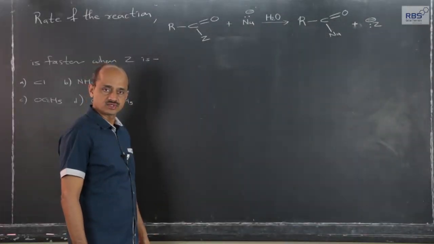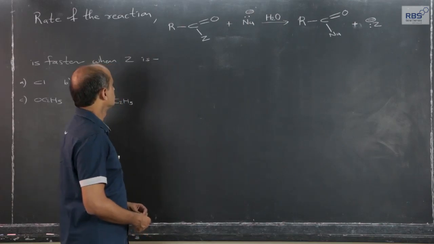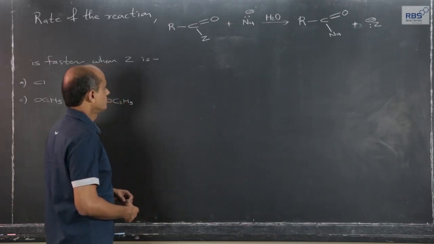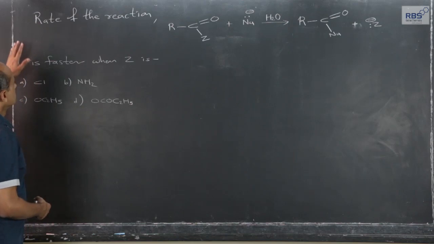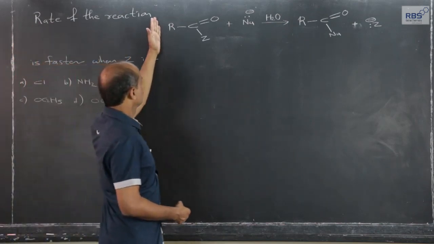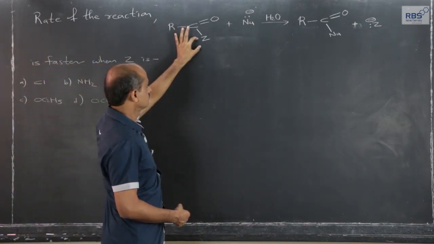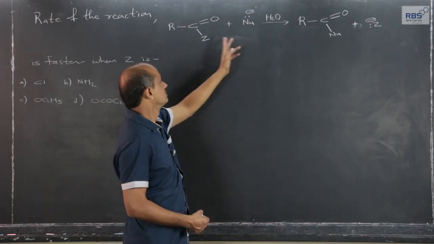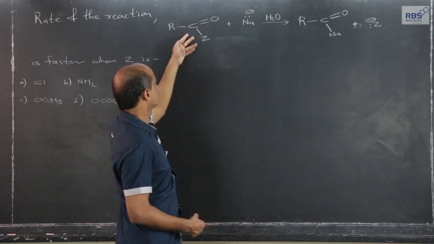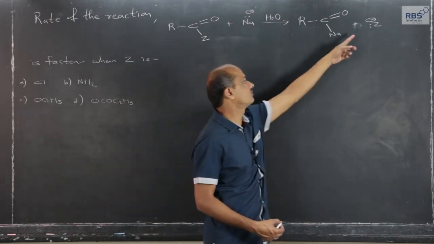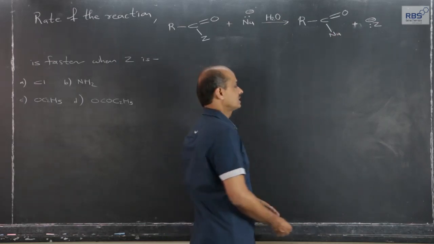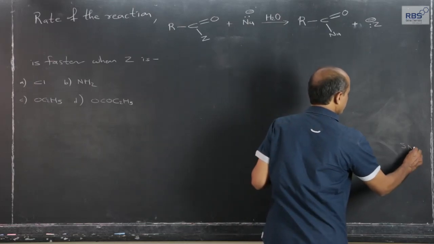Let us now consider one more interesting example. This was also a question in one of the exams for medical entrance, all India. Rate of the reaction, this reaction, Z is a general representation, and this is a general representation for a nucleophile, and this nucleophile attacks this, and Z goes out in the form of Z minus, which means this is a nucleophilic substitution reaction. That way, this is an SN reaction.